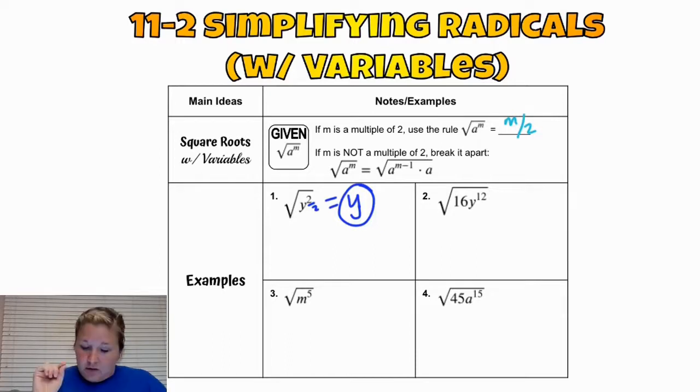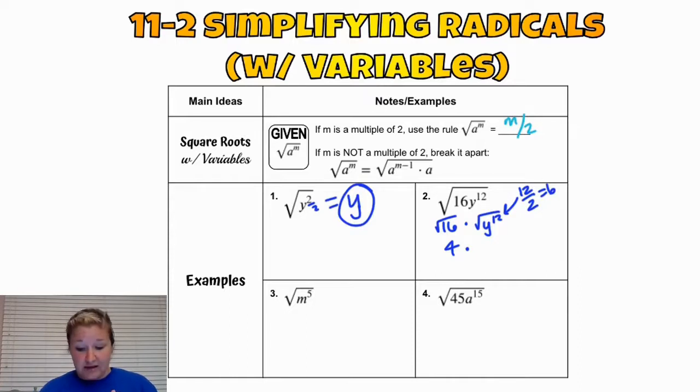So anytime you see a squared, taking the square root, that's it. Let's take a look at a second example. It has the square root of 16 times the square root of y to the 12. I'm going to split it up like this. The square root of 16 is 4, and for the square root of y to the 12, I'm going to take this exponent and divide it by 2. That gives me 6, so y to the 6th power. This would be your answer, 4y to the 6th power. You don't really need that multiplication sign, but you can have it there.